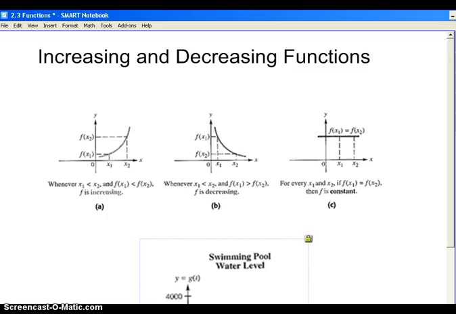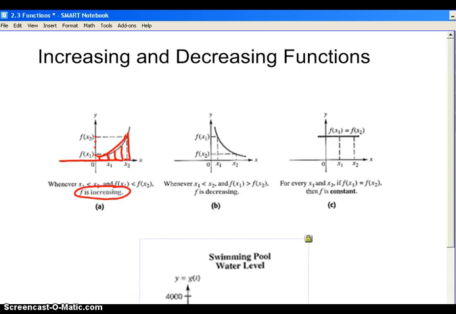Now we're going to look at increasing and decreasing functions. Notice on this first example, if you read your graph from left to right, as we move to the right, the y values are getting larger and larger. So we call that an increasing function.